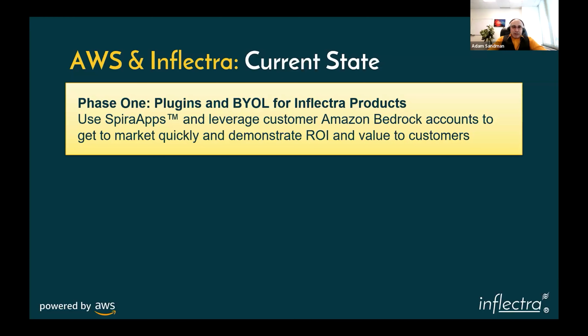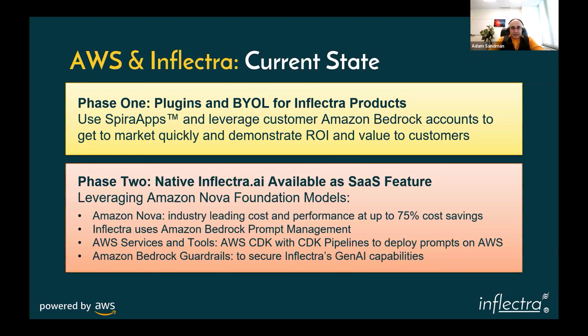It also meant that the experience with Spira wasn't native, it wasn't as fast or as integrated as we would like it to be, and our ability to innovate quickly was slower than if it was a native functionality. So phase two, which we're rolling out this week and today, is native Inflectra AI. That is now a SaaS feature, fully available on all of our cloud instances.